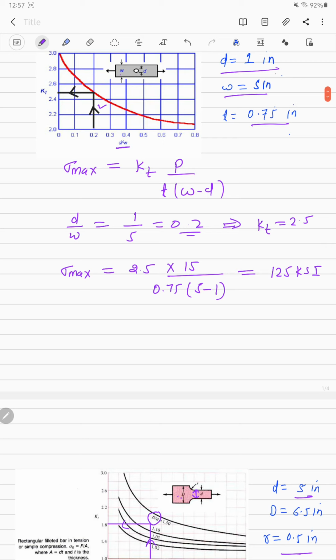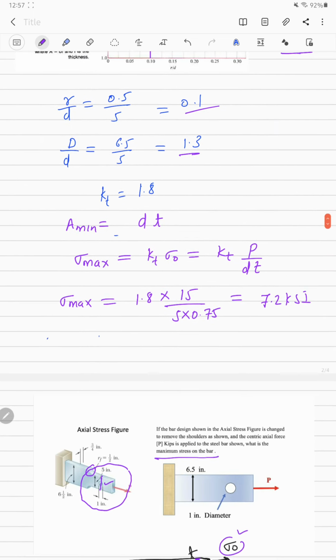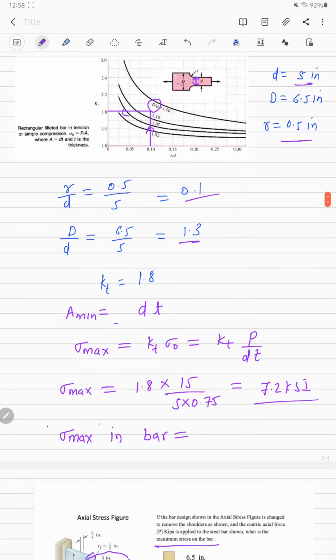Sorry, I think I made a little calculation mistake in this. It will be 7.2 ksi. Stress at the hole is 12.5 ksi, and at the shoulder the maximum value is 7.2 ksi. So the maximum stress in the bar will be the maximum of these two, 12.5 ksi. This will be our final answer.